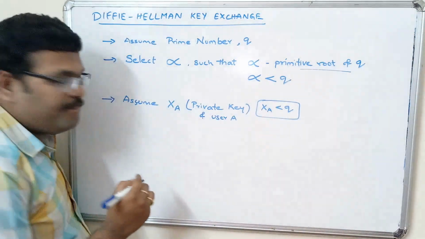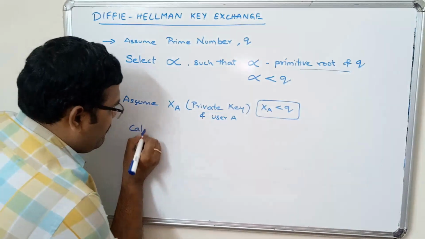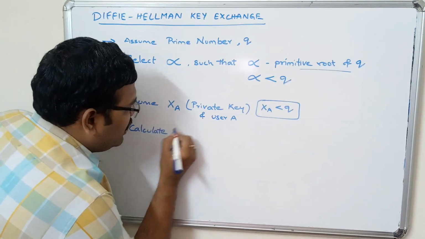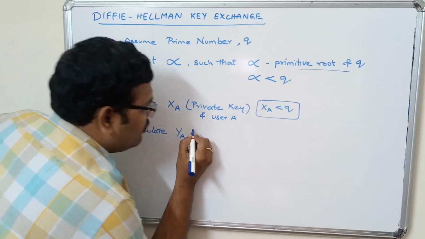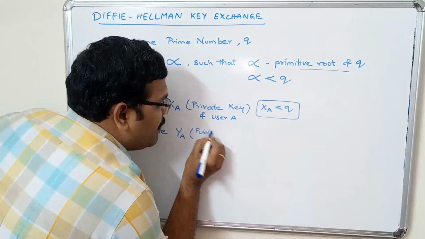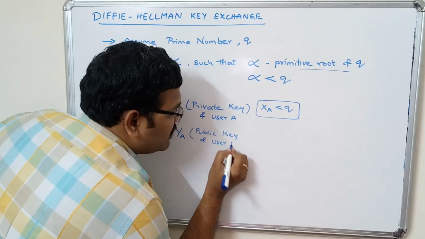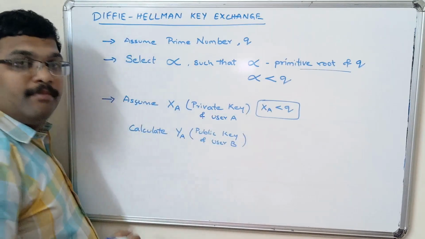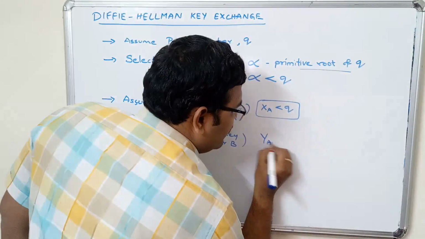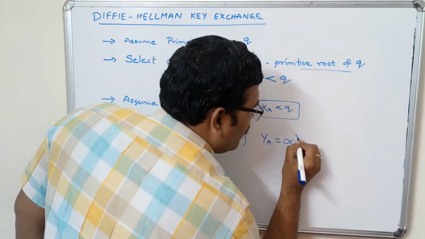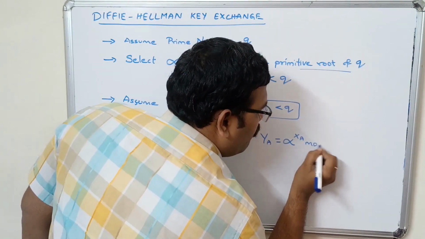Private key of user A. Now calculate YA, which is the public key of user A. YA is equal to alpha power XA mod Q.